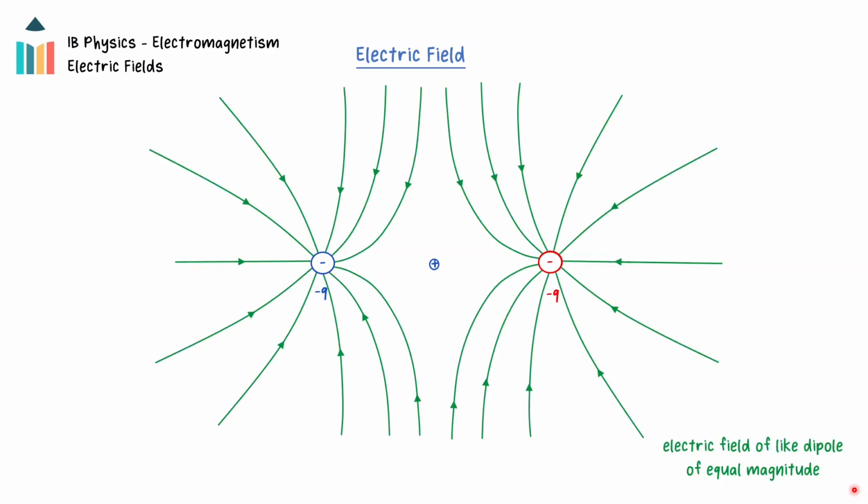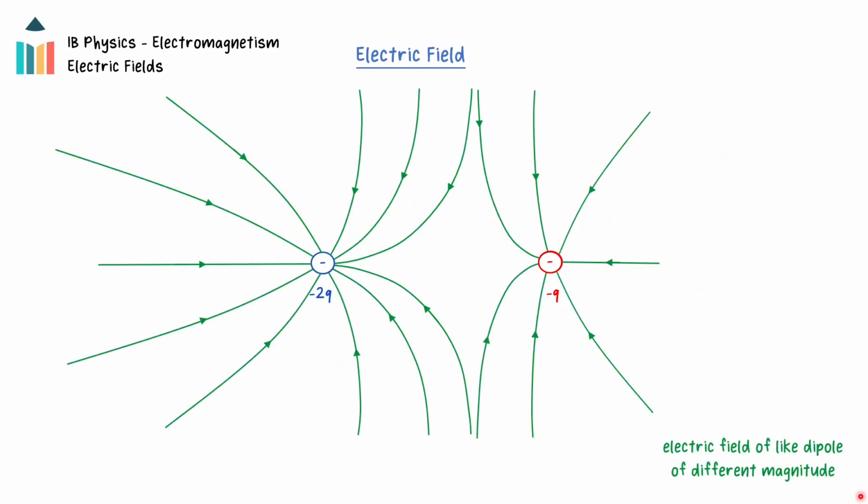There can exist points in a field where the net electric field strength can be zero. If we consider a field created by a dipole of two equal negative point charges and examine the midpoint of the line connecting these charges, the two electric field vectors are equal in magnitude but opposite in direction. The net electric field strength at this point will be zero, and a charge placed at this point will not experience a net force. If the magnitude of the charges is not equal, then the point where the electric field strength is equal to zero will shift away from the charge with the greater magnitude.